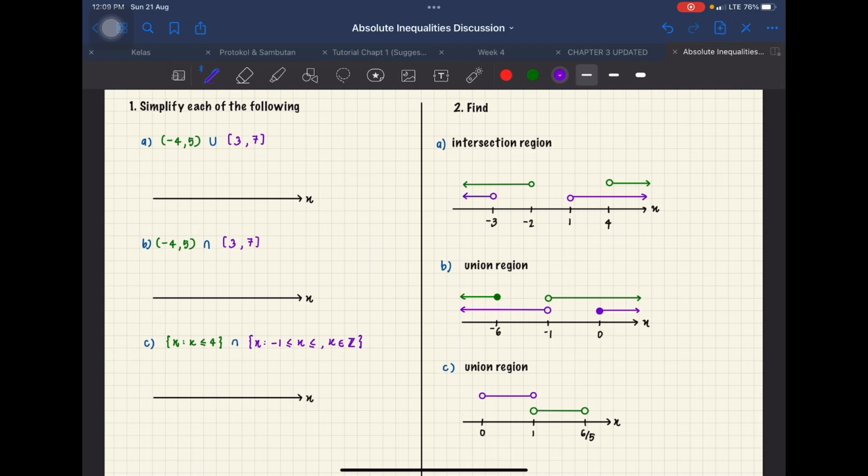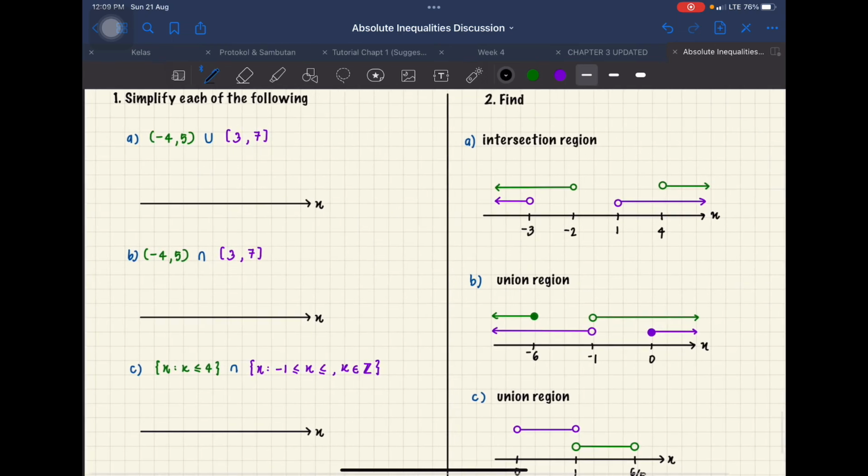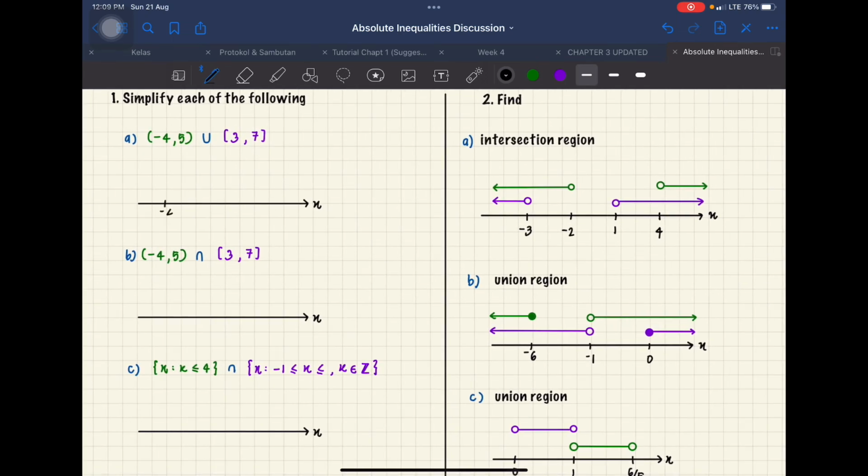Okay, before that, I want to put in all the numbers involved. The smallest number I have is negative 4, and then I have 3, 5 and 7. For the green one first, it is an open bracket, open bracket. An open bracket means an empty circle, so the value is not included. It starts from negative 4, open bracket, so empty circle, and it stops at 5, open as well, empty circle as well. Then just draw the line, done.